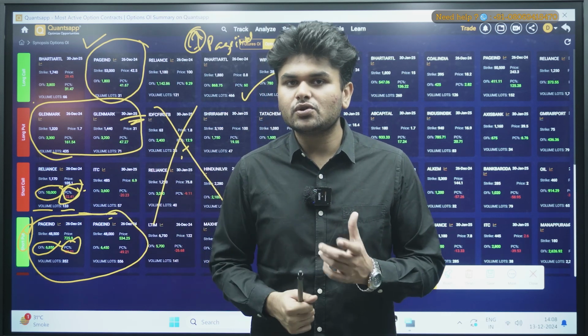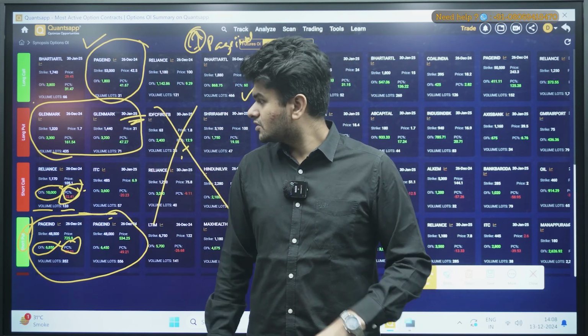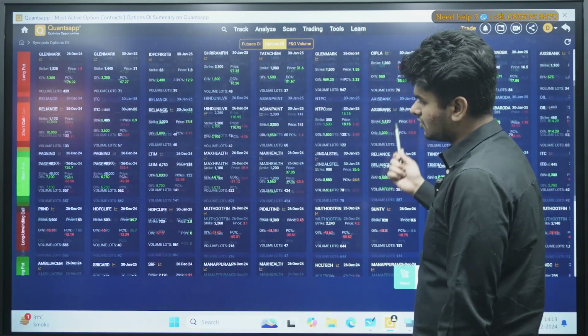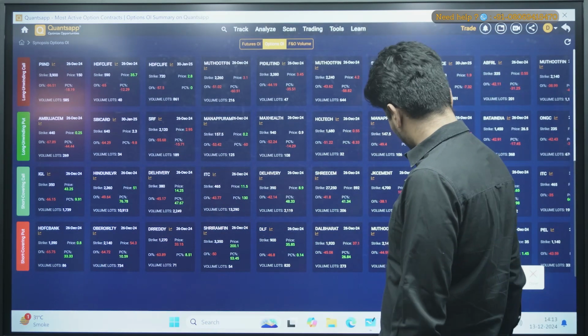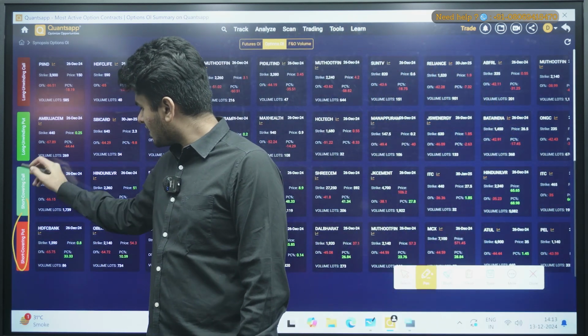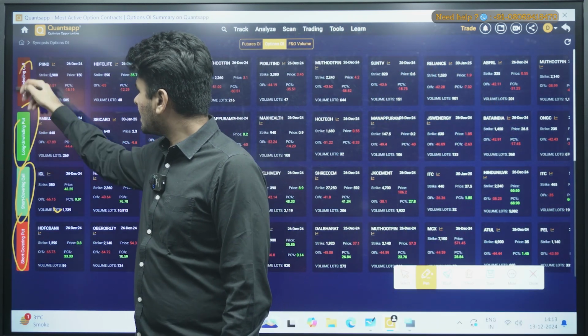Now when do you unwind, or when do you square off? That is also mentioned here, or that is also what you can analyze. If we go down, you can see unwinding on all the sides. Now what we are seeing is the unwinding, so wherever the OI is negative, that we are seeing here.